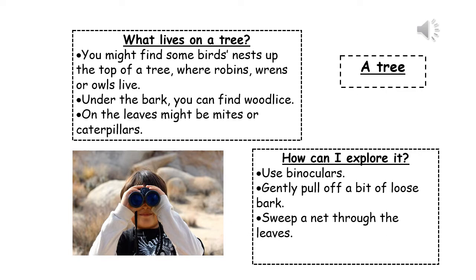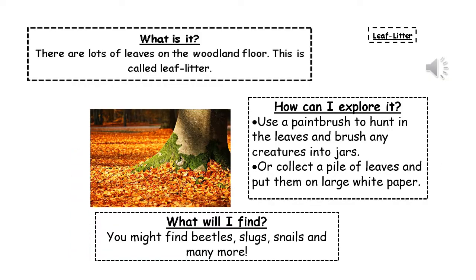How can I explore it? Use binoculars, gently pull off a bit of loose bark, sweep a net through the leaves. Next comes leaf litter. What is it? There are lots of leaves on the woodland floor. This is called leaf litter.